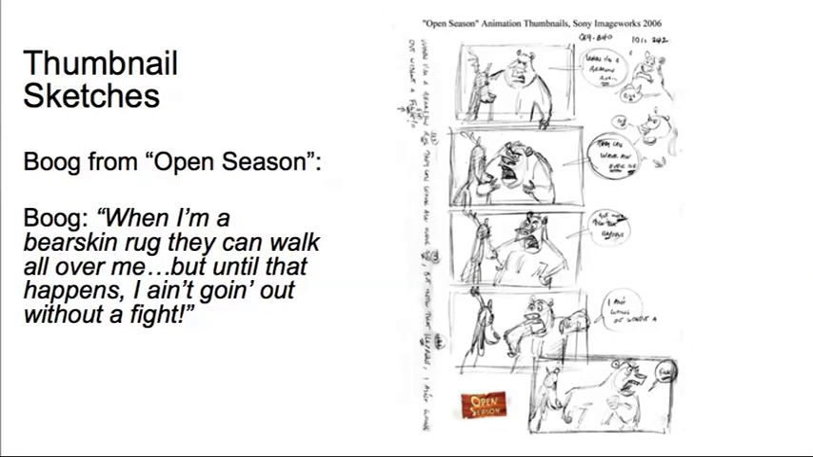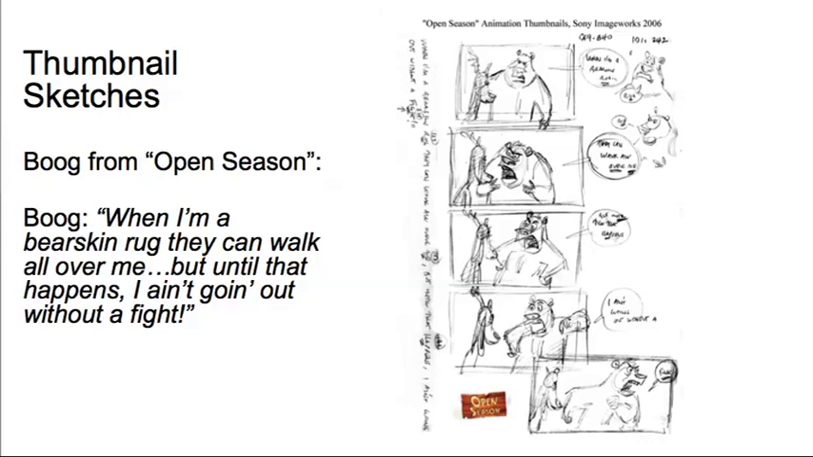The line that I had to animate was Boog screwing his courage to the sticking point when he realizes that he's got to take a stand against the hunters. And he says, "When I'm a bearskin rug, they could walk all over me. But until that happens, I ain't going out without a fight." It was a really nice line to get. Martin Lawrence is playing this as a very street character, so I wanted to get some head wobble in there.